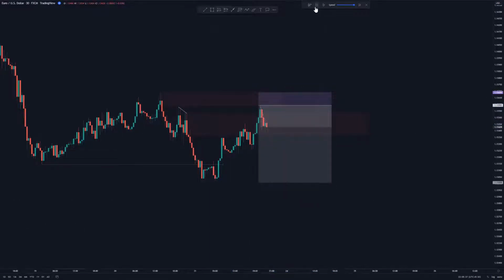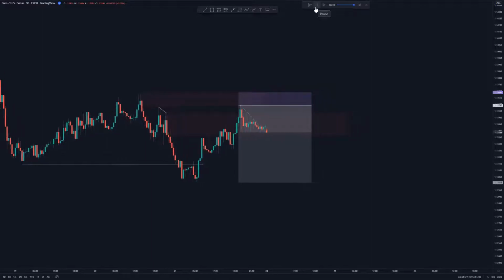Still the bias is bearish. All right, this was liquidity.